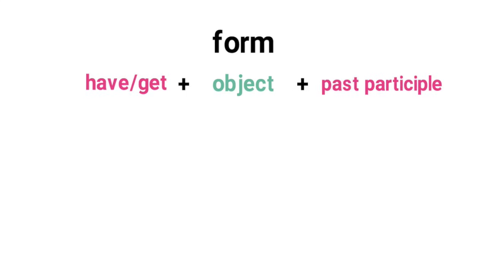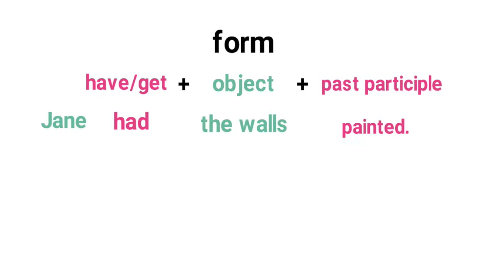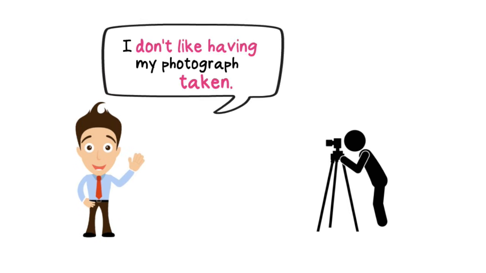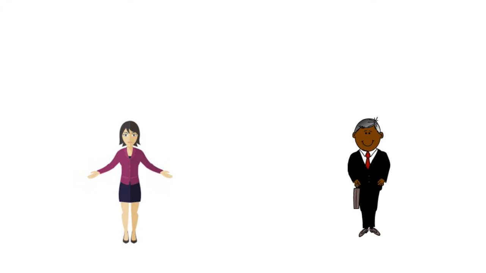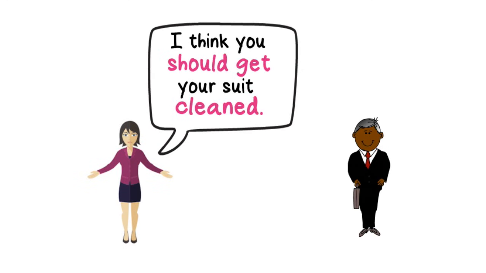Let's look at the form. It's have or get plus the object plus the past participle. So you conjugate the verb have or get. So Jane had the walls painted. I don't like having my photograph taken. Here you are not taking the photograph. You're paying someone else to do it for you as a service. I think you should get your suit cleaned. Again, you are not cleaning the suit, someone is doing it for you.